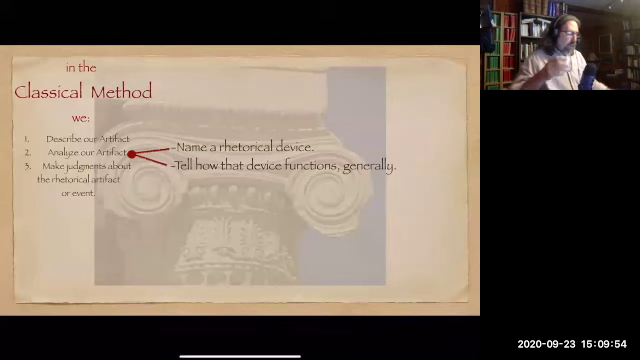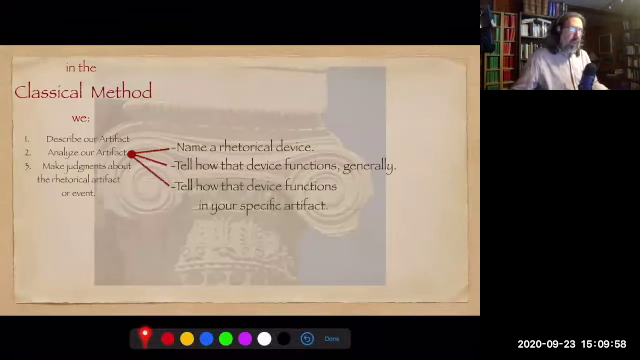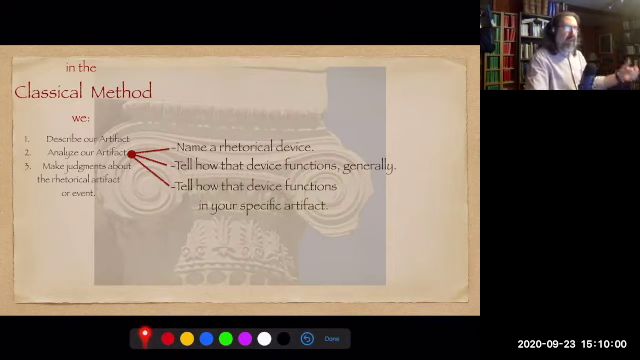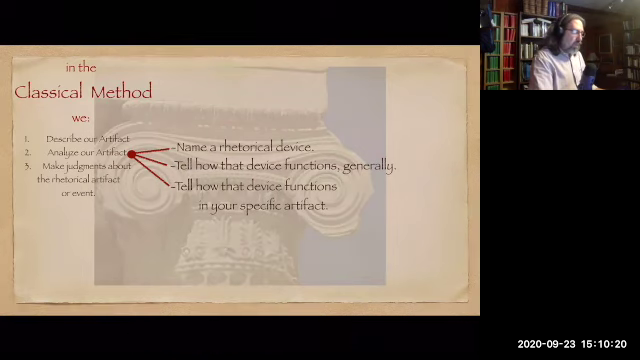Then your next step, we move to your specific artifact, and you tell us about the device inside your artifact and how it's working there. Okay, that's these 2 steps here and here. Tell how the device generally functions, tell how the device functions in your specific artifact. Those 2 steps are the bulk of your discussion when you're doing analysis.